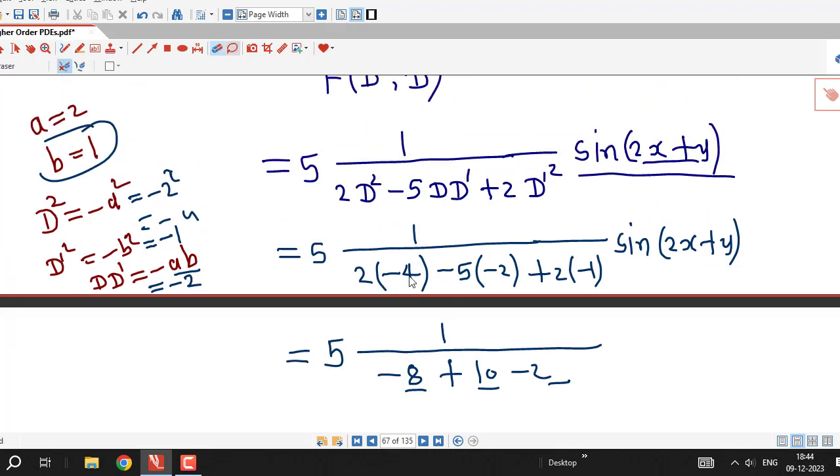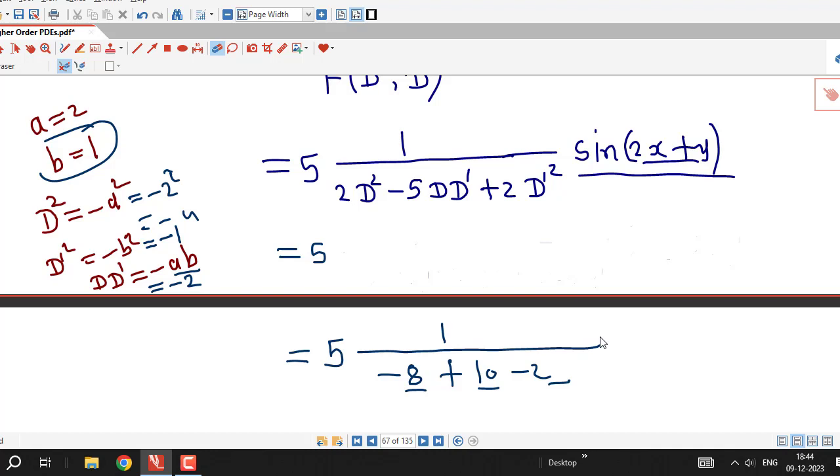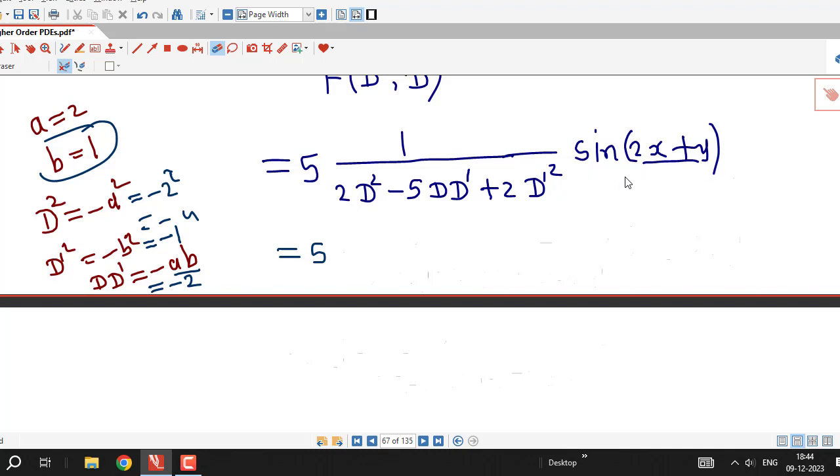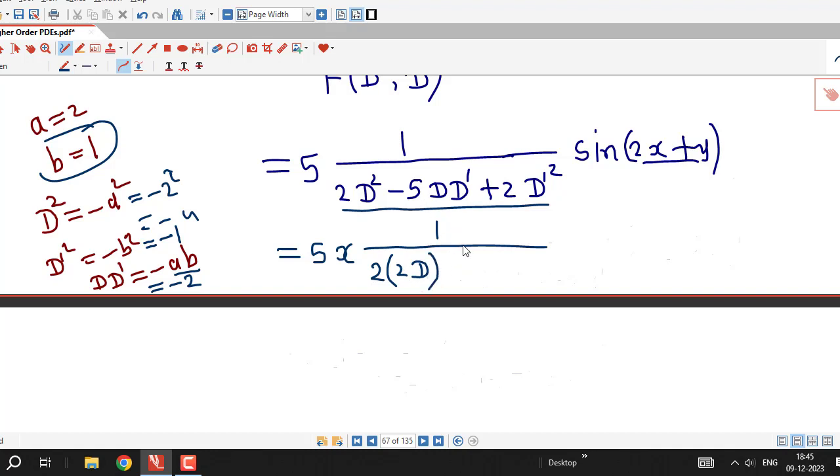So as in the case of exponential function, whenever this f(d, d dash) becomes 0, then we have to differentiate f(d, d dash) with respect to d and multiply by x. So here I multiply by x and I differentiate this function with respect to d. So here I am writing 2 into derivative of d square is 2d. We will consider d dash as constant. We are differentiating this partially with respect to d.